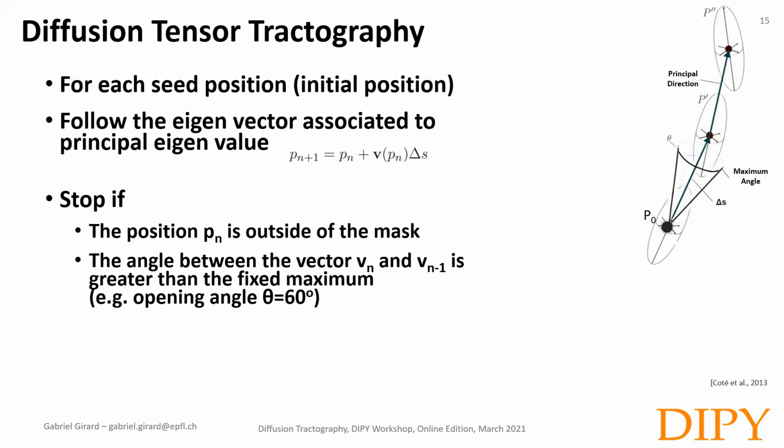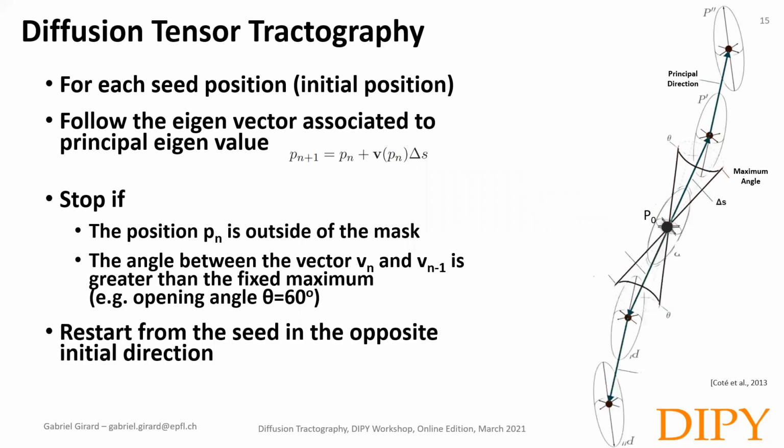When the tractography stops, we go back to the initial position and start the same process in the opposite direction to form the streamline.